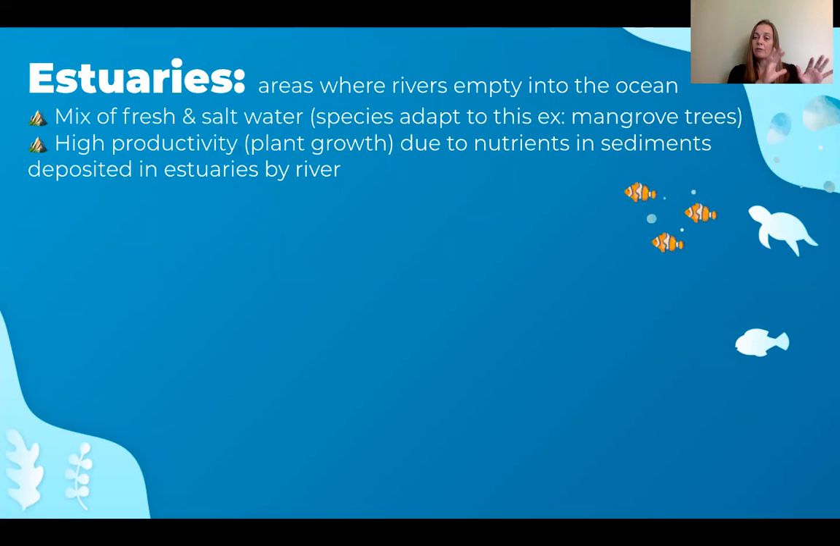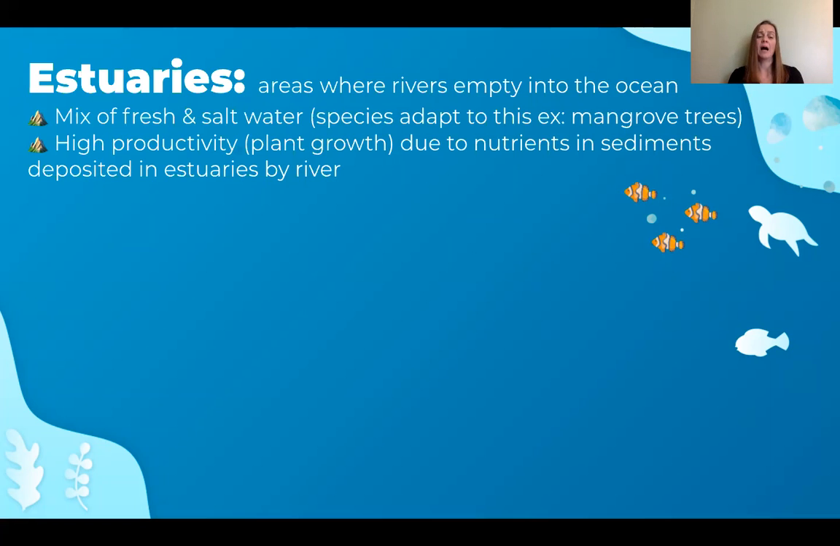Okay, so moving from freshwater aquatic biomes into saltwater aquatic biomes, we're going to go through estuaries. Estuaries are areas where rivers empty into the ocean or where bays empty into the ocean. They are characterized by a mixture of fresh and salt water, so brackish water. And you have species that are uniquely adapted to that mix of fresh and salt water, both plants and animals.